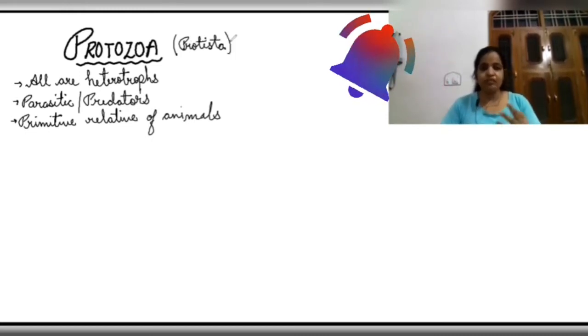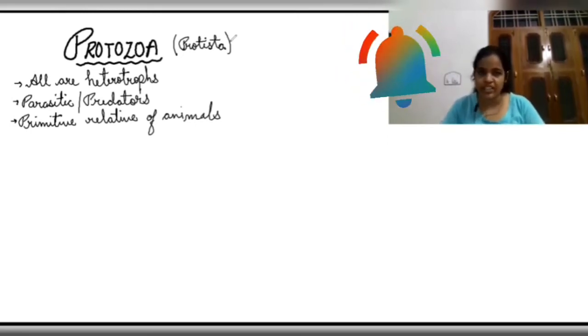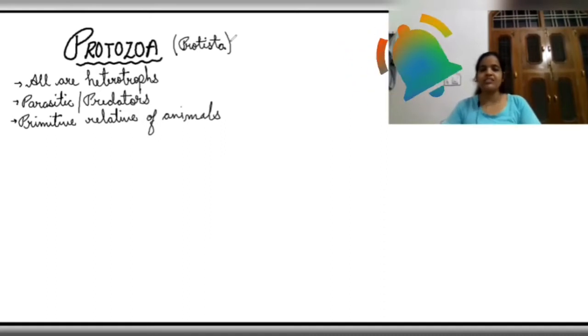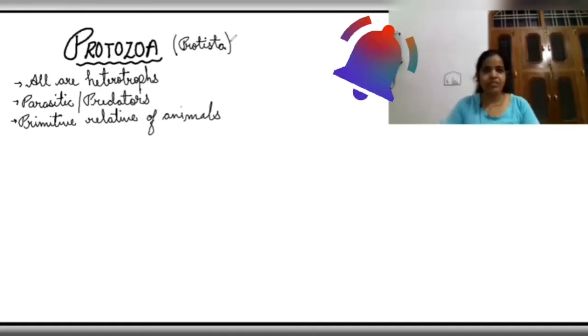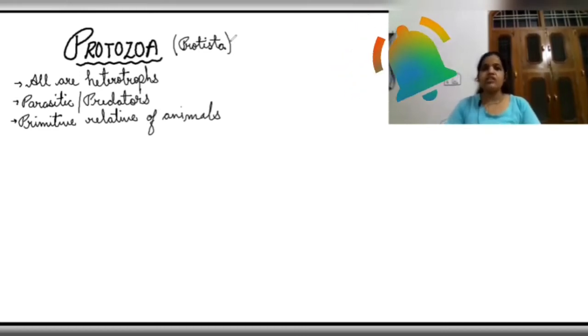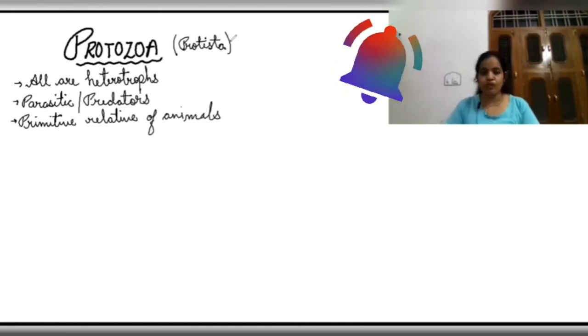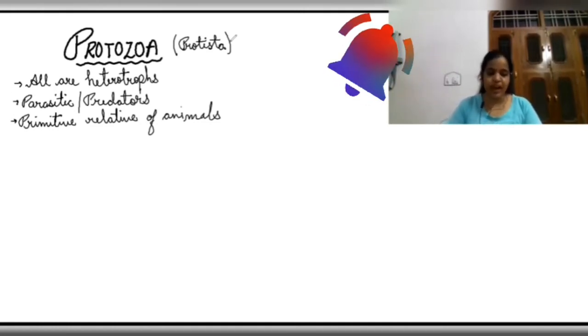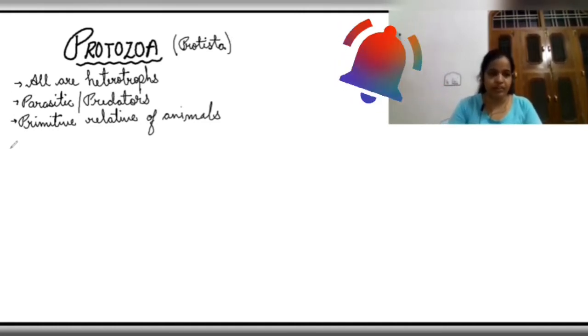Now, there are four major groups into which the protozoans are actually classified. That is ciliated, flagellated, then we have amoeboid, and the last one is spore forming. So the first we have is amoeboid, number one.